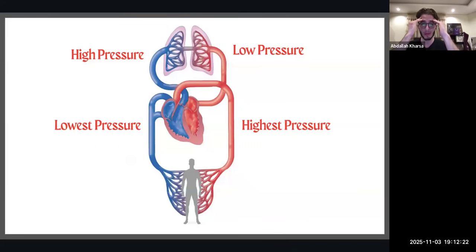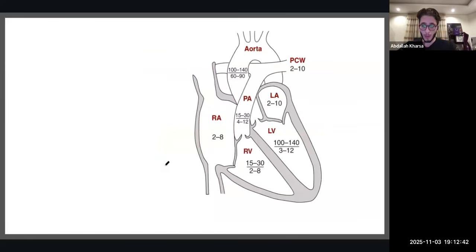I want it to make sense to you, and I want you to remember because it's going to come up in questions later on. They might literally ask you, which of the following is going to have the lowest pressure? They're going to put pulmonary veins, pulmonary arteries, systemic veins, systemic arteries. Which one has the complete lowest? It's going to be systemic veins. Okay? A lot of people ask about the different pressure readings at different points of the heart. You do have to remember them, but not for this lecture.